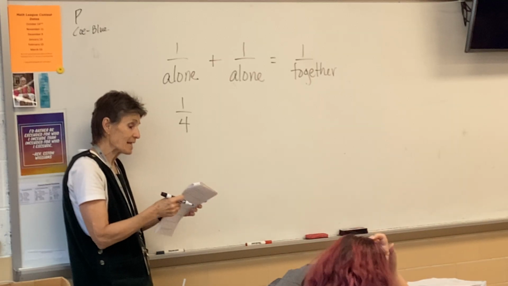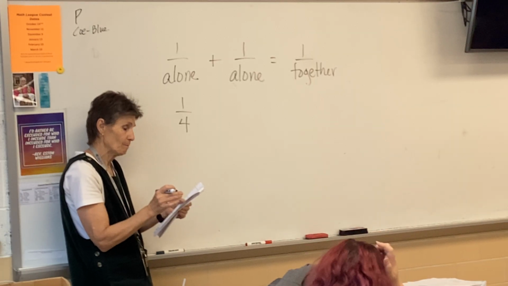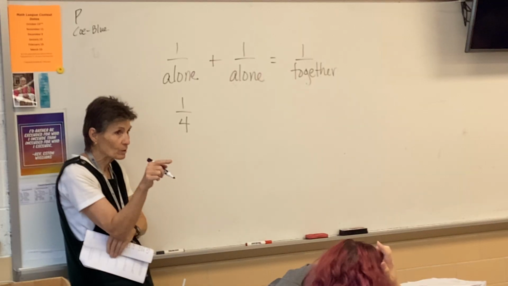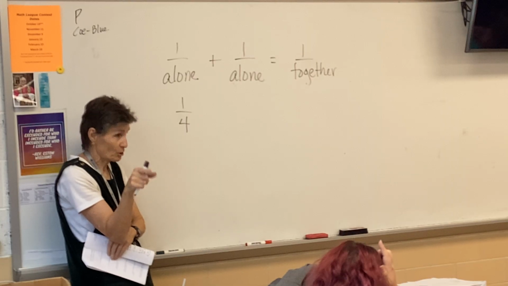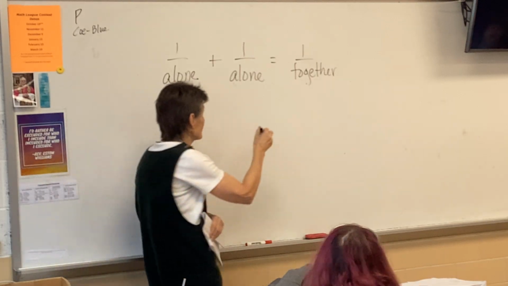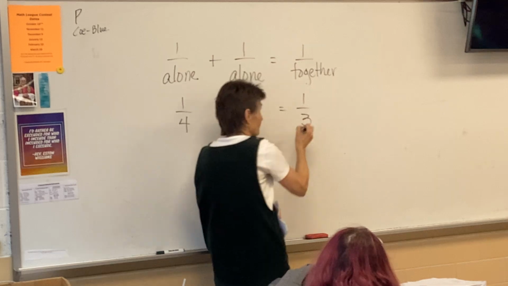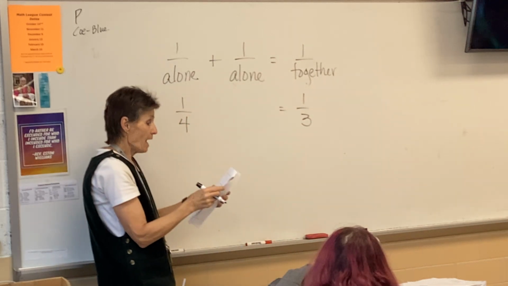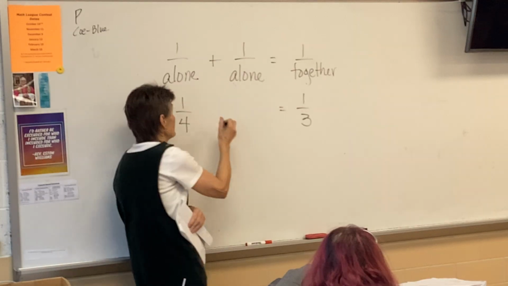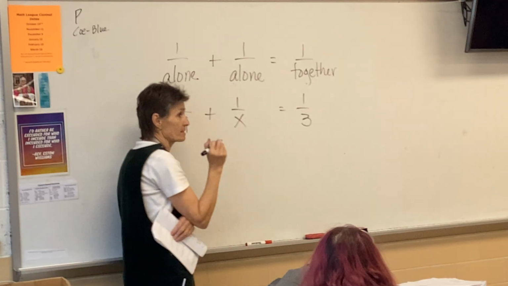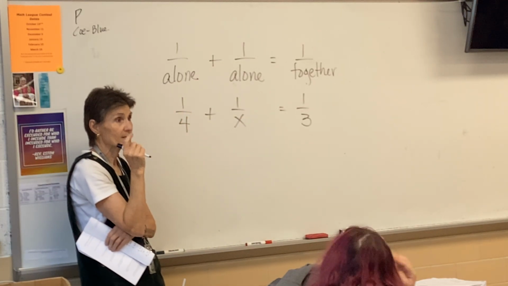And then if Zach helps her, it takes them 3 hours. So what's the 3 hours? That's together. If Zach helps her, it takes them 3 hours. So this is 1 over 3. How long does it take Zach alone? So that's your X. Does that make sense to you? X is Zach alone.